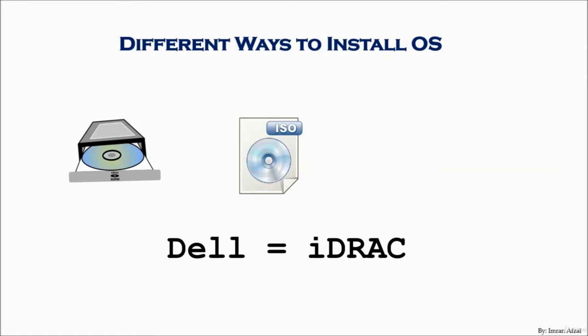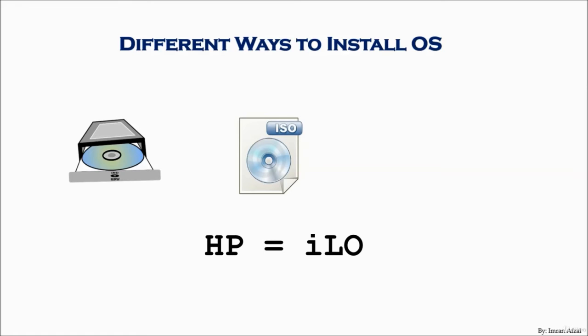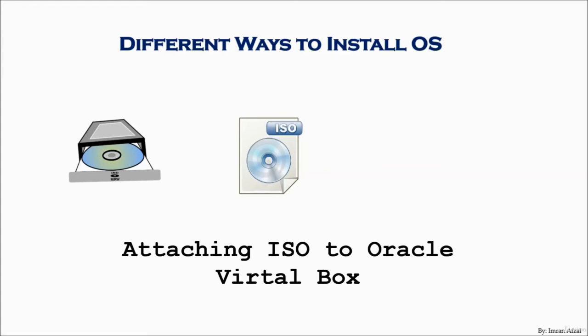For example, Dell has iDRAC, HP has iLO, and so on. So many different manufacturers have their different way of accessing their console. Once you access the console, you could attach this ISO image as a virtual disk and start the installation. In our lesson, this is what we will be following.